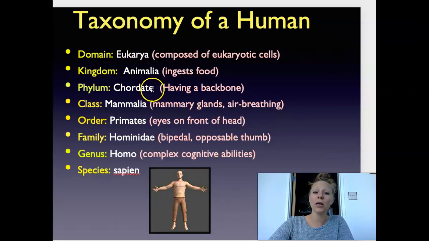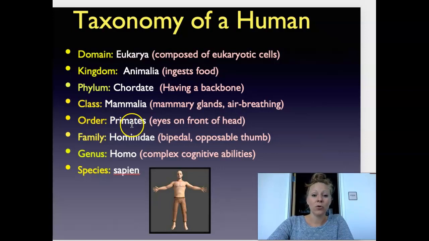Phylum Chordata. We're chordates. We have a backbone, which is our vertebrae. Anything with a vertebrae or a backbone is going to be a chordate, so your vertebrates, your cats, your dogs, your squirrels, anything with a backbone. Class Mammalia. We are mammals, meaning that we have mammary glands. We produce milk for our young in our mammary glands. We breathe air, and this is true for all mammals. Your dog is a mammal, your cat is a mammal, your fish is not a mammal. It doesn't breathe air, it doesn't have mammary glands, so it is not a mammal. However, it is a chordate because it has a backbone.